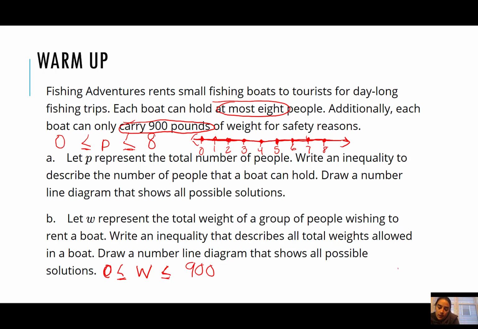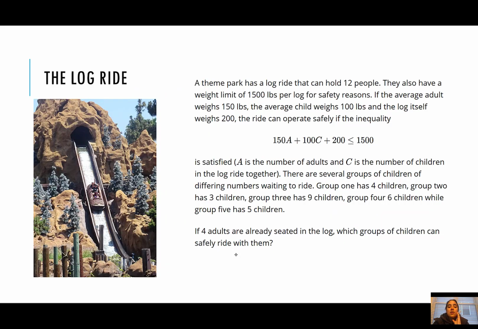So if we make a number line of this, here is 0. Here is 900. We have closed circles on this, so we can include those amounts. And the weight of the people can all be between these two parts, 0 and 900. Let's look at the next problem.